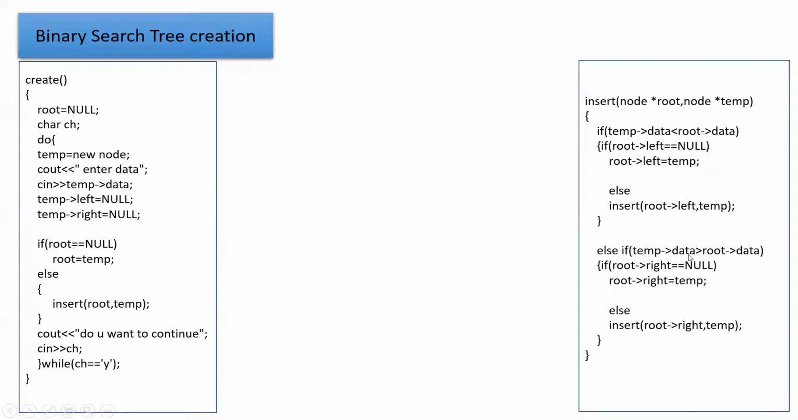If the temp data is greater than the root data, we are going to check whether the root right is equal to null. That means if the right subtree is absent or initially empty, then we can directly establish the link like root right is equal to temp. Otherwise, recursively, once again, we'll call the insert function by passing the root right pointer and the temporary pointer here. So what if one or more children are already present on the right side, then we will recursively call the insert function here.